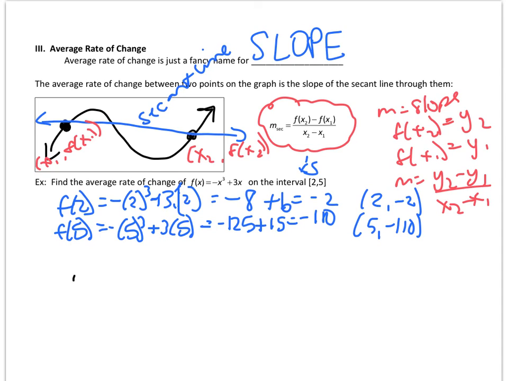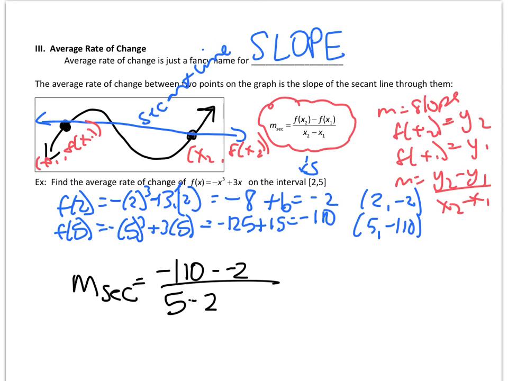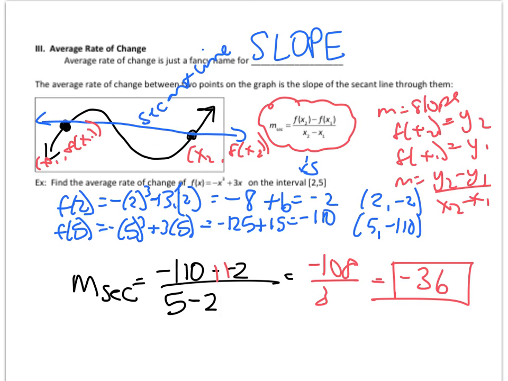So then if I want to find my average rate of change for that secant line, I'm going to do my y2 minus my y1 over my x2 minus my x1. That gives me -108 over 3, which gives me -36. So my rate of change from one point to the other is going to be -36 in this particular case.